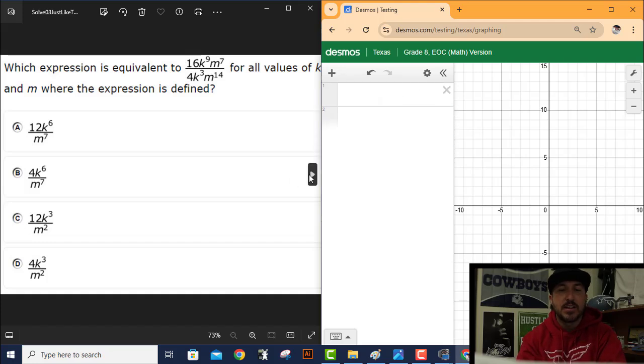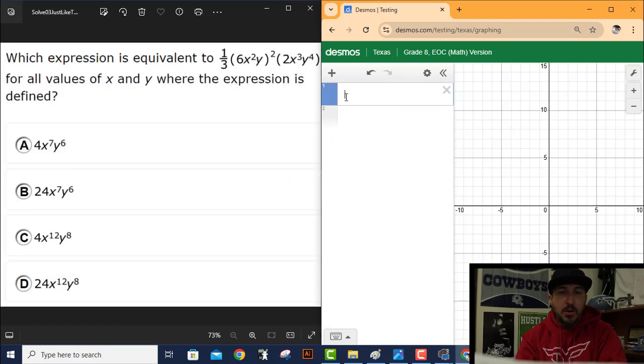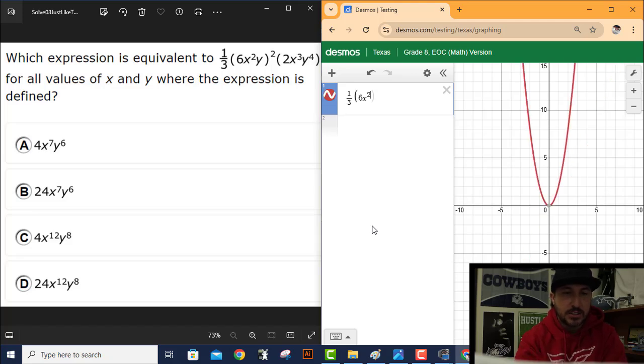My goodness. Next guy, here we go. I see a bunch of junk. There's a Y there. Do I got to box the Y? No, because there's no equal sign, so you're not boxing the Y. There's no equal sign, so you can't split it. So we're going to type it in just like that: 1 over 3, parentheses, 6x squared, y, close the parentheses. Then we're going to square that dude. Parentheses, 2x to the 3rd, y to the 4th.